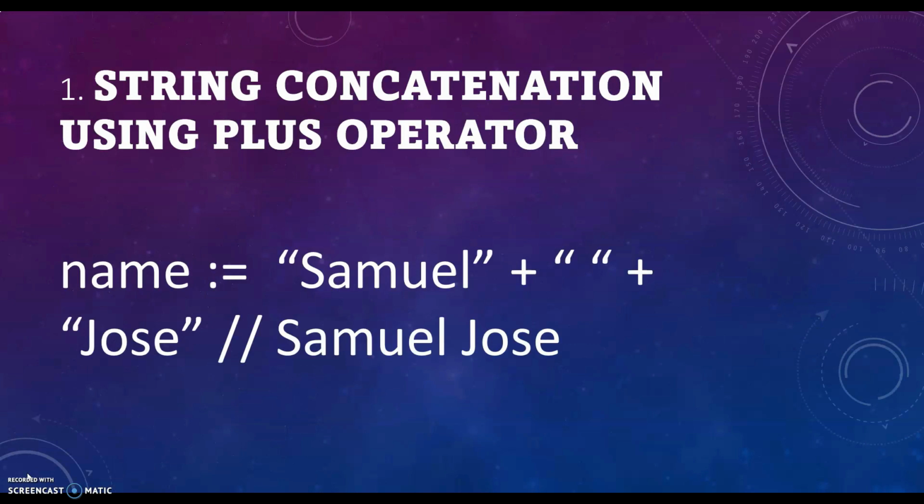First one is to concatenate using a plus operator. So we all know this is a very basic method of concatenating a string. If we have a variable like name, we use a plus sign: Samuel plus, giving a space, plus Jose gives us Samuel Jose. So this is a very basic method.